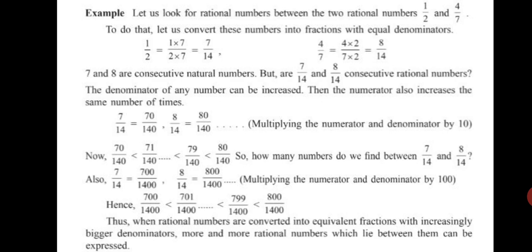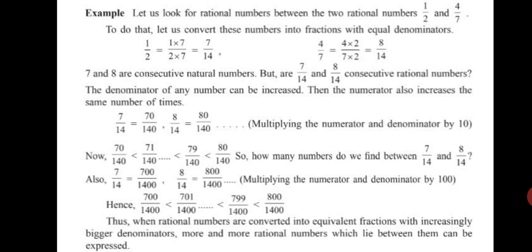Let us look for rational numbers between the two rational numbers 1 upon 2 and 4 upon 7. So, we have to look for the rational numbers which are in between these two rational numbers. To do that, first let us convert these numbers into fractions with equal denominators.